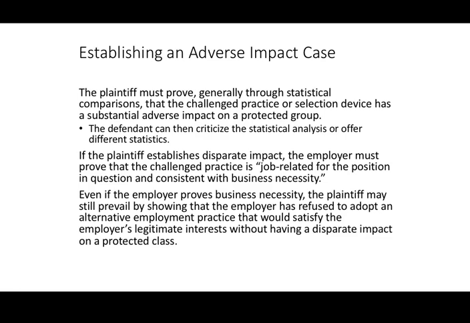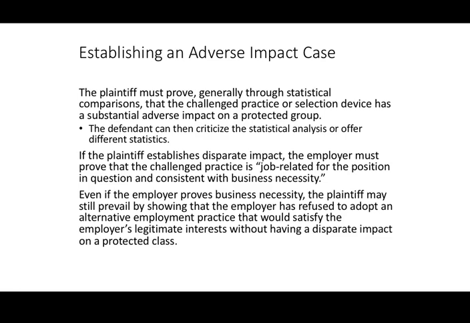If the plaintiff establishes disparate impact, or adverse impact as I like to call it, the employer must prove that the challenged practice is job related for the position in question and consistent with business necessity. So that means, for example, in the firefighter case, we saw a disproportionate number of women and minorities being rejected from firefighter positions. So the company has to then come back and say, I know that there are more women and minorities being rejected, but these are standards that we have set that are validated. We need to have these minimum characteristics or these minimum skill sets in order for someone to be an effective firefighter. And it has to be validated.